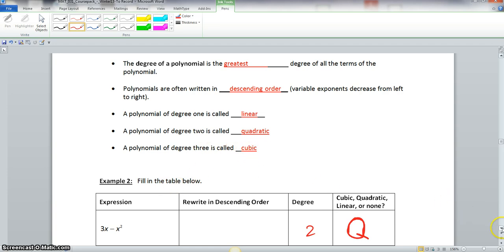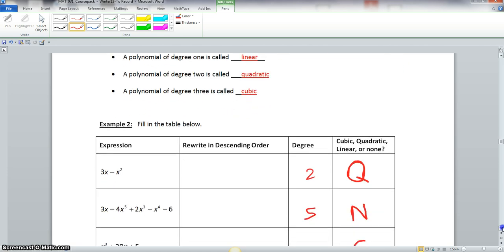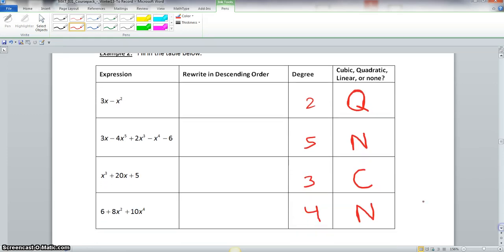Okay, now we have to fill in the table. I took the liberty of filling in parts of this table here. Now we look at the variables and we find the one that has the highest degree. So this is 2. The highest degree here is 5. The highest degree here is 3. And the highest degree here is 4. Now we look to see if it's cubic, quadratic, linear, or none. So remember, if your degree is 1, it's linear. If your degree is 2, it's quadratic. And if your degree is 3, it's cubic. But all the rest will be none.